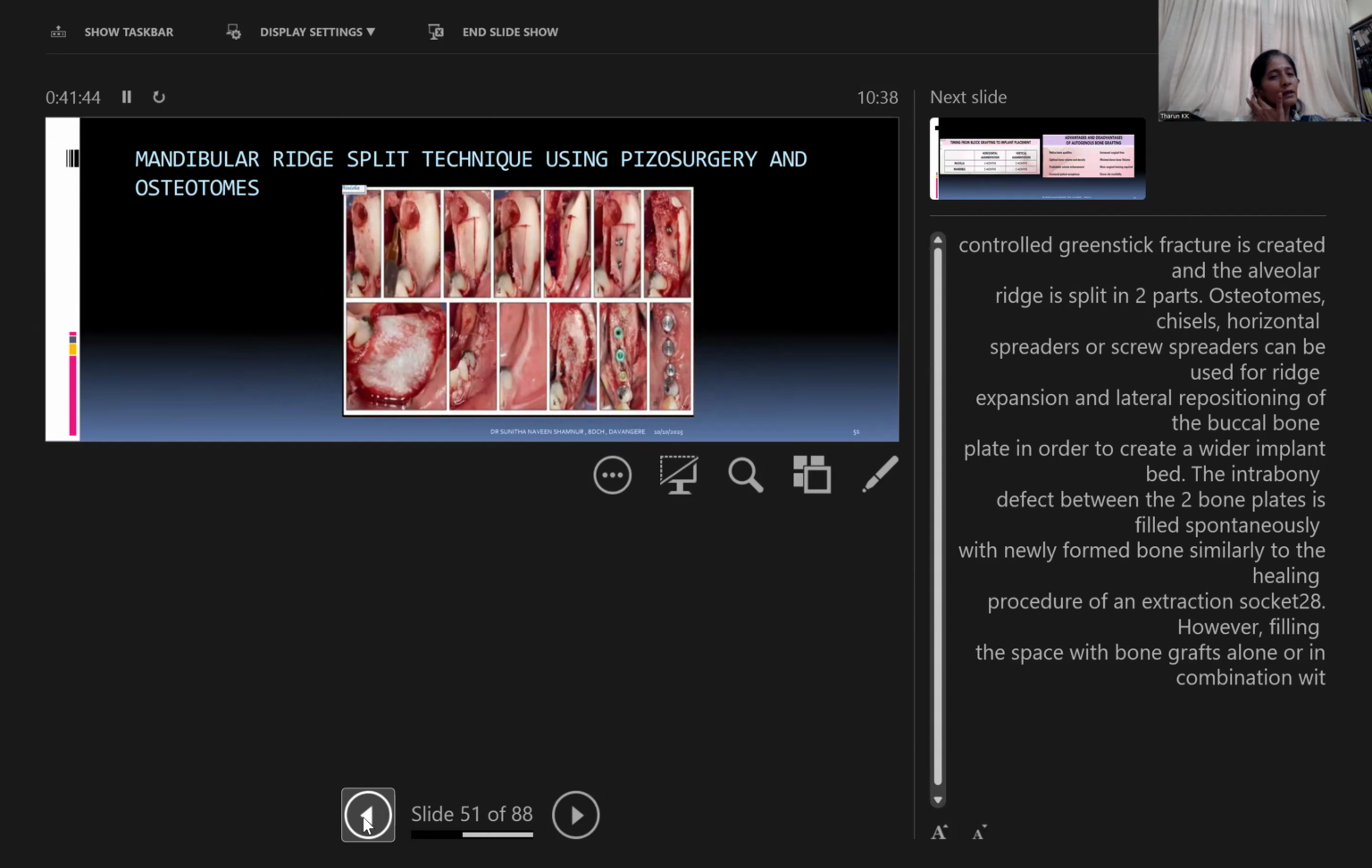Now again, a little note on the mandibular ridge split technique using your piezo surgery and not piezo osteotomes. Here, a controlled green stick fracture of less than 2 millimeters is done. Then you have an exposure and the lateral repositioning of your buccal wall. Then you have an intrabony defect which is created, and it is filled simultaneously with your graft material, and you approximate with a membrane, and then you have a passive closure. This is also one of the predictable outcomes, but better done using a piezo surgery.